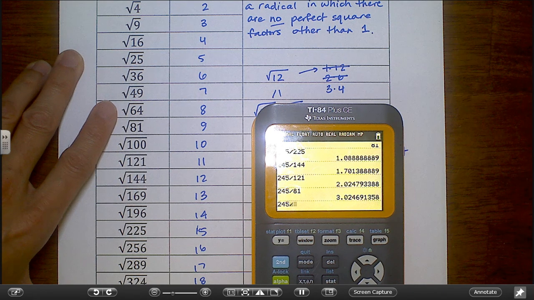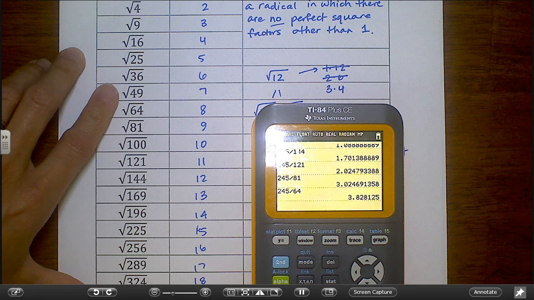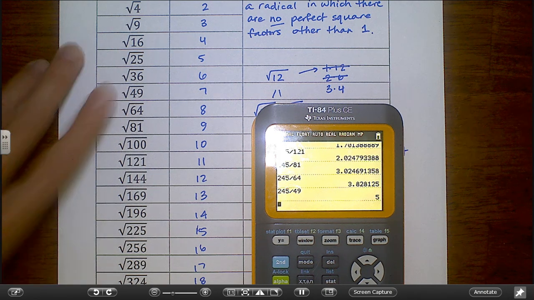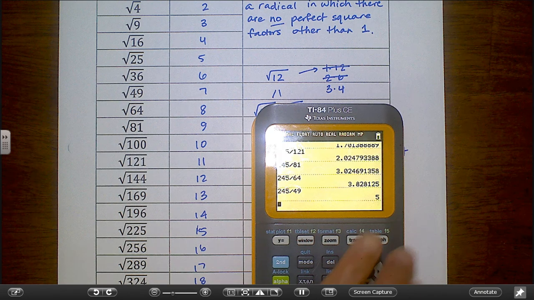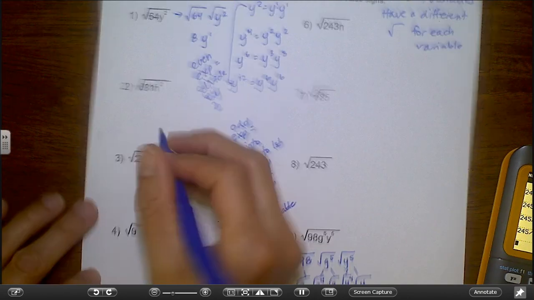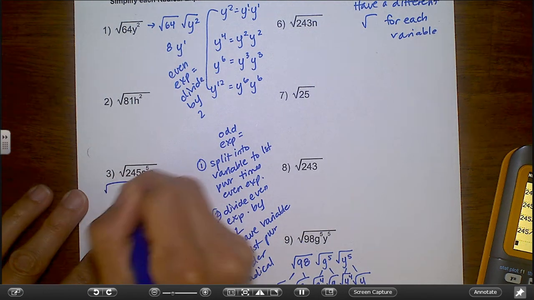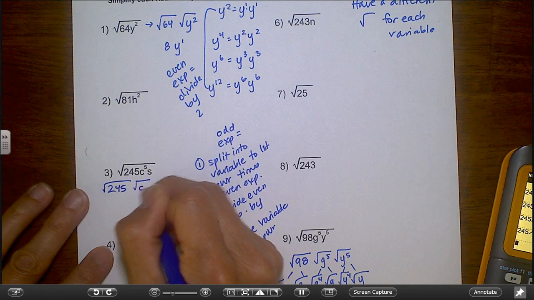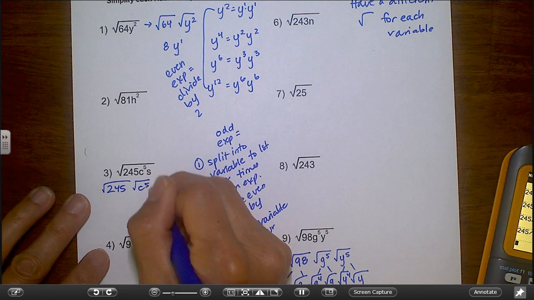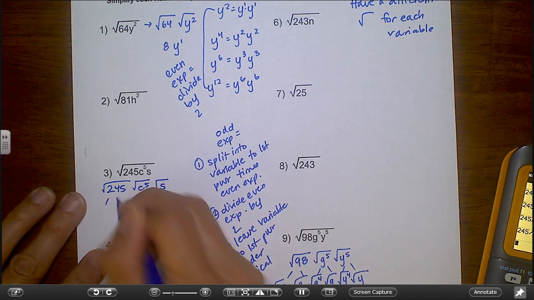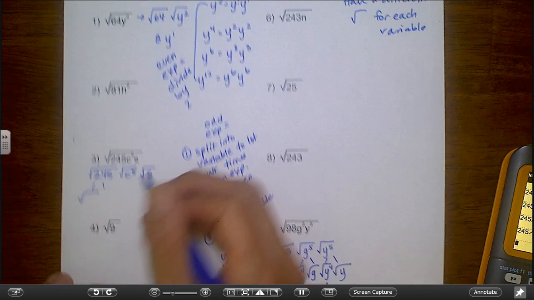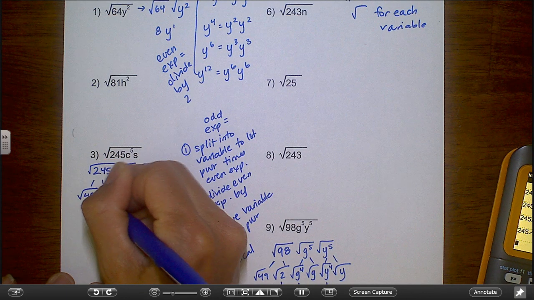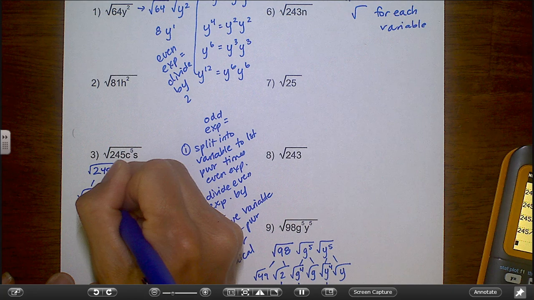64, nope. 49. There you go. So it's 49 times 5. So 245. Oh, I guess I didn't do my first step here, which is split these up into numbers and letters. So 245, and then c to the 5th and s. So square root of 245, we just found out, is square root of 49 times the square root of 5.